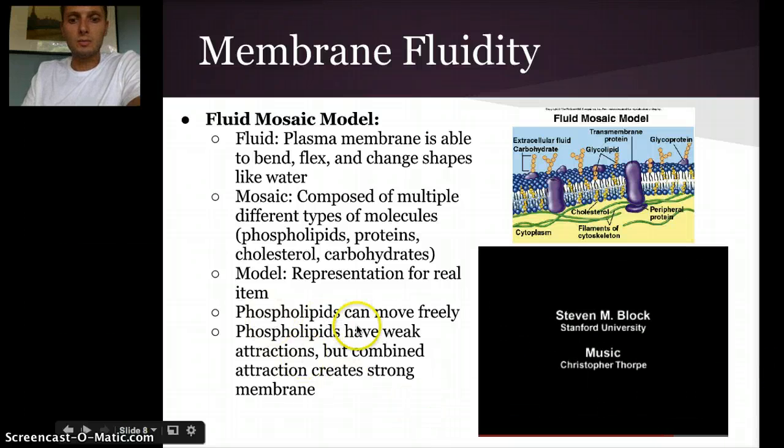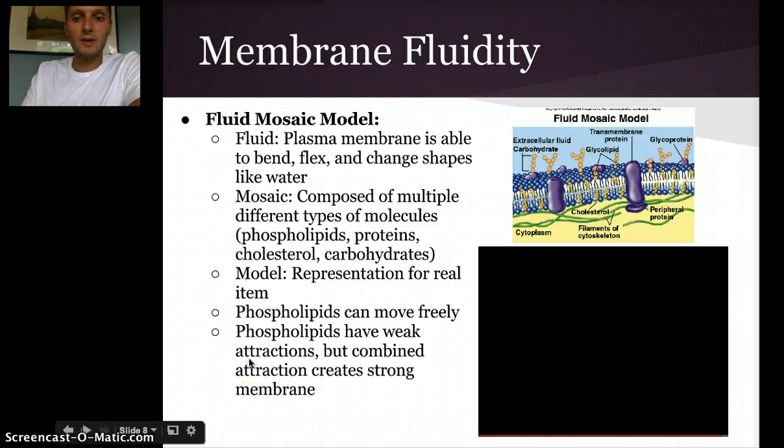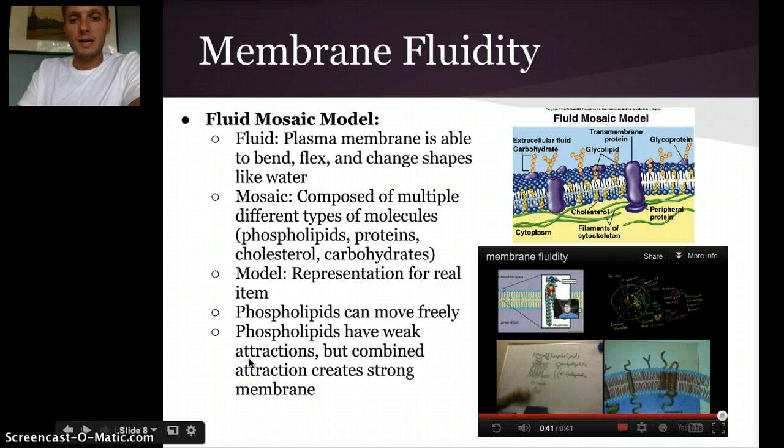And so really what that's showing us is that phospholipids can really move freely. Although the phospholipids have weak attractions between each other, the combined attraction creates a very strong membrane. And that's what we saw in this video here, by pulling on the phospholipid bilayer right there, rather than breaking, it's able to move back and forth. And so that's what the fluidity of the membrane represents. And so that wraps up our membrane discussion for IB. To finish up the unit, we'll talk about cell division.